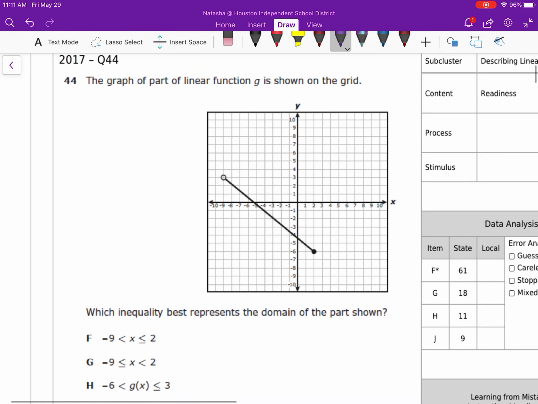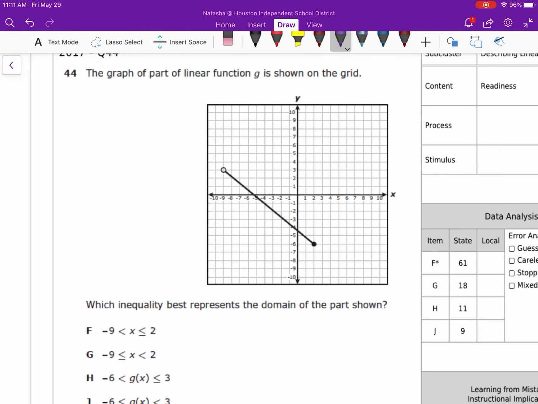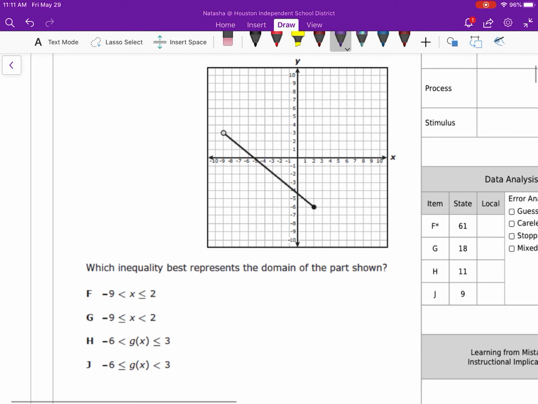I'm going to do this one real quick because I think this is an easy one. The graph of a part of a linear function g is shown on the grid. Which inequality shows the domain, that is the x values, of the part shown? Okay, this is a continuous function, but it's limited, meaning that it's not an infinite function. It's limited by what we're given on the graph.